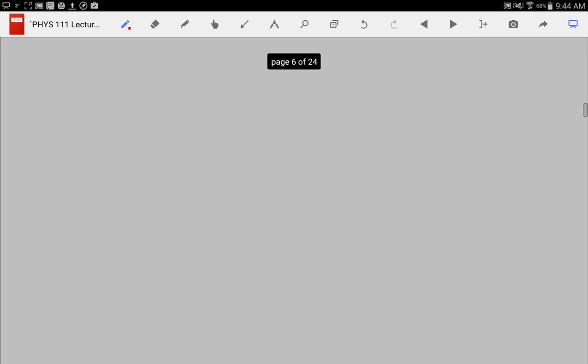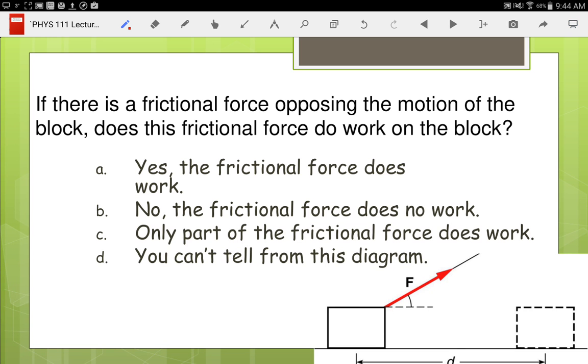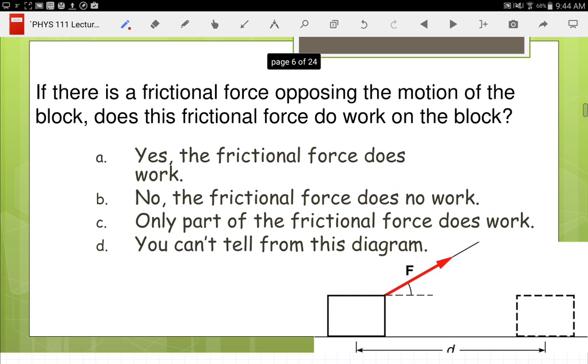Okay, next question. You can't answer for another 3 seconds or so, but okay, you can now answer. If there's a frictional force opposing the motion of the block, does the frictional force do work on the block? So the block is still moving just like we talked about, still pulling with that same force, but there's a frictional force. The fact is there had to be a frictional force for the acceleration to be 0. No frictional force, it would have been speeding up.